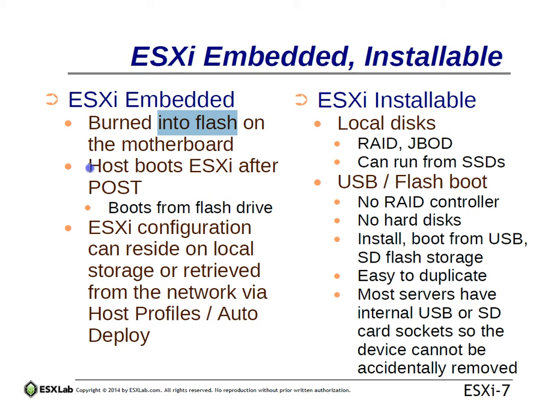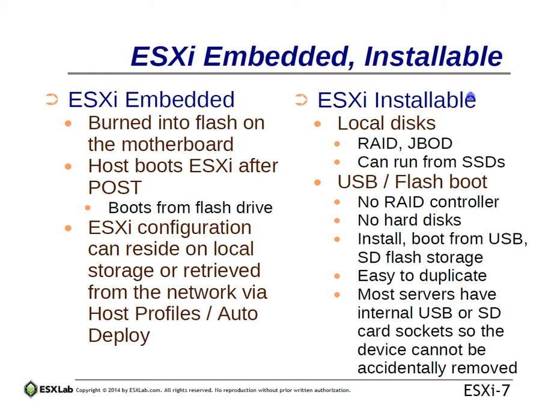So what happens is, if I have ESXi either baked into flash or on an SD card, the host would simply boot ESXi after going through its power on self-test, or POST. Now, the ESXi operating system might reside on flash memory. Where does it get its configuration from? The answer is the configuration can also be on local storage, or it can be retrieved from the network.